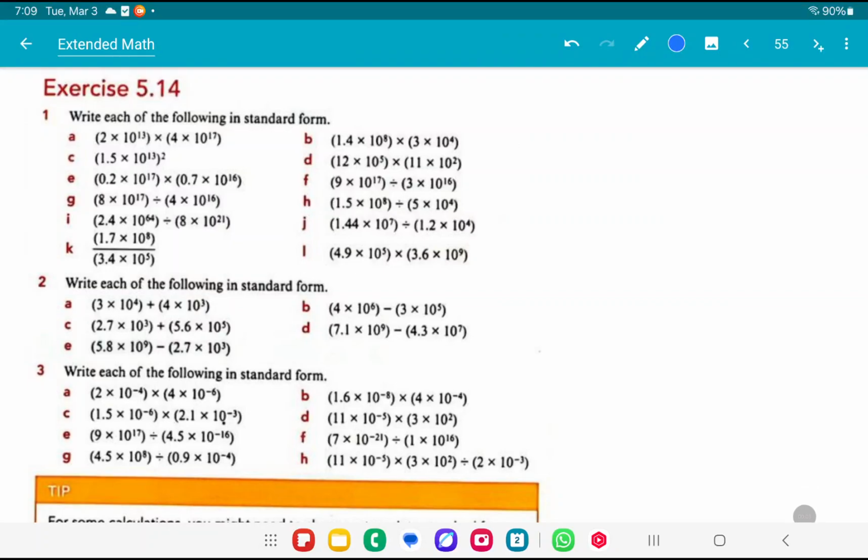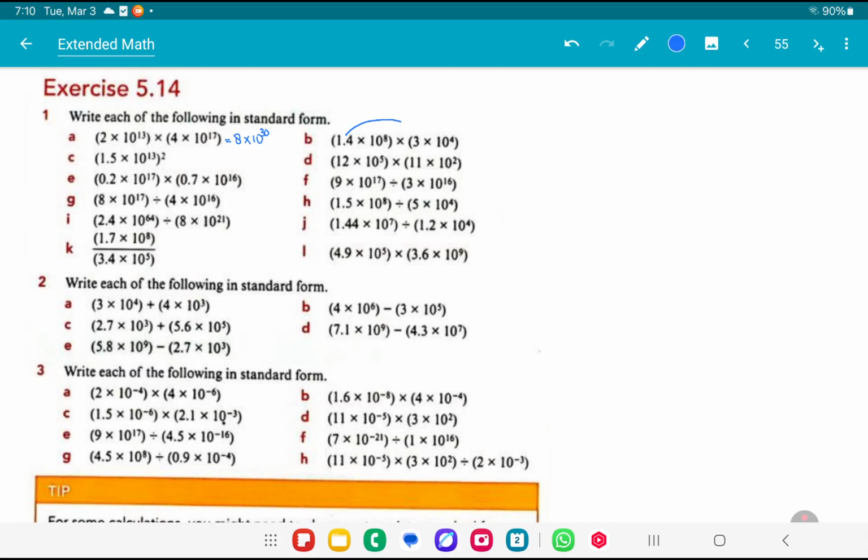In this video, we will do exercise 5.14 for question number 1. Write each of the following in standard form. So we multiply 2 by 4, we get the answer equal to 8 times 10 to the power of 13 and 10 to the power of 17. We do it as 10 to the power of 13 plus 17 equal to 30. And next, we move to question B.